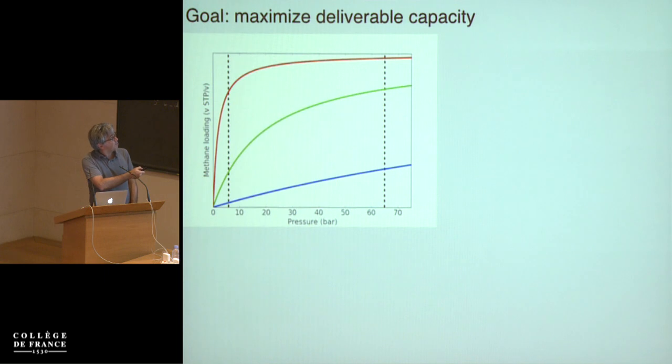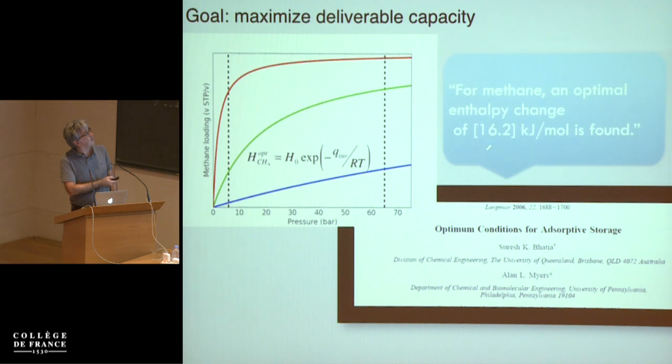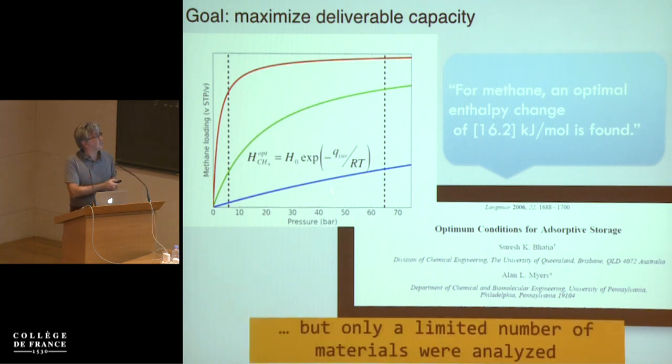People have done theory, because if you have such a curve, that's a Langmuir isotherm, there is only one parameter, and you can express it like this. In here you have the heat of adsorption, which is the measure of the energy, and this is an entropic term. They analyzed some data and concluded that 16.2 is the optimum slope. However, they analyzed this for only a few materials. So the first thing you can do is take this database and see whether this number is correct.